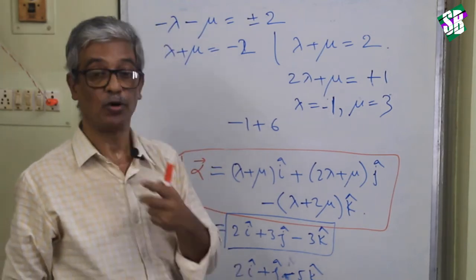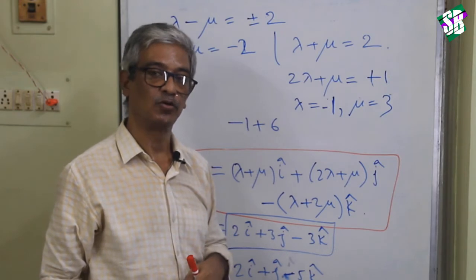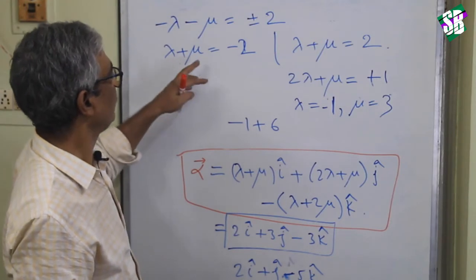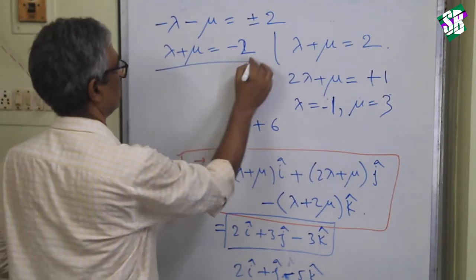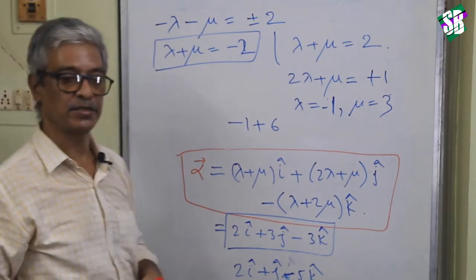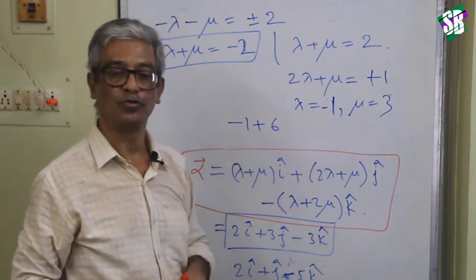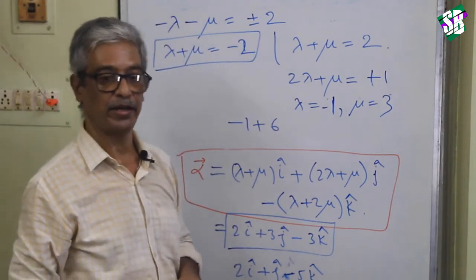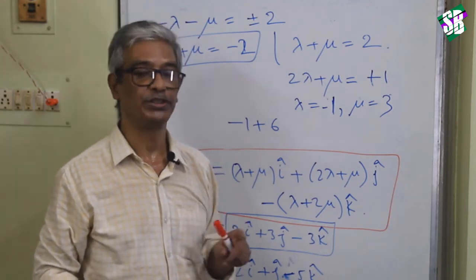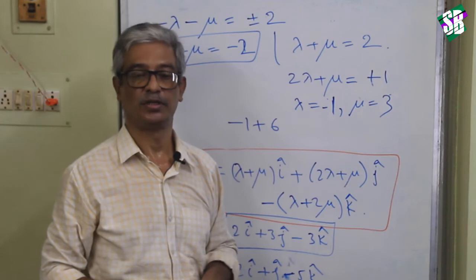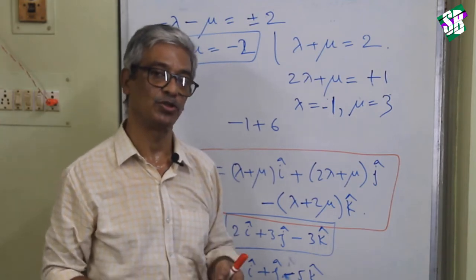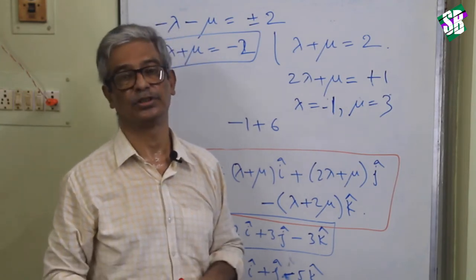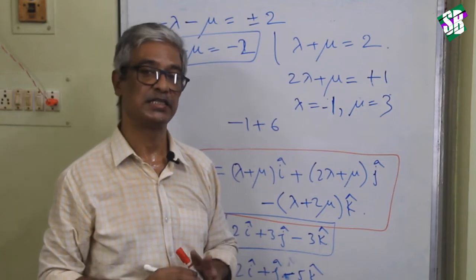Now come to option C. Here the coefficient of i cap has been taken as minus 2. That means you have to take this as the case and take this, and again take the coefficient of j cap to be minus 1. You will find the value of lambda and mu, so that the coefficient of k cap will become 5. So option C is also correct. So the correct options for this question are A and C.